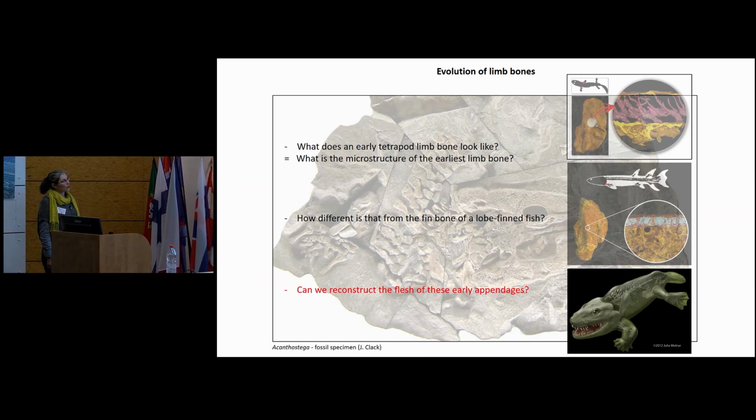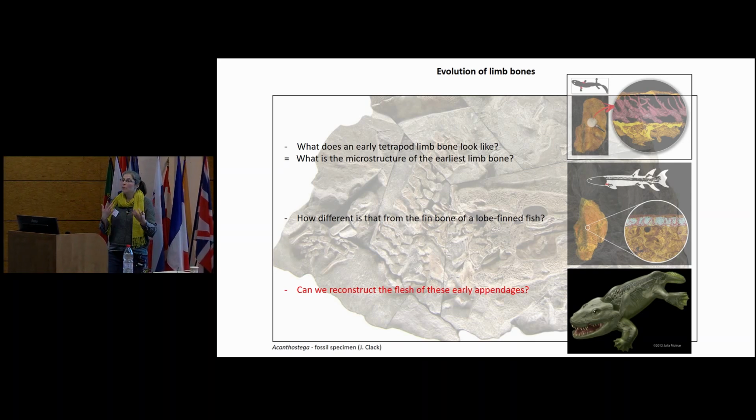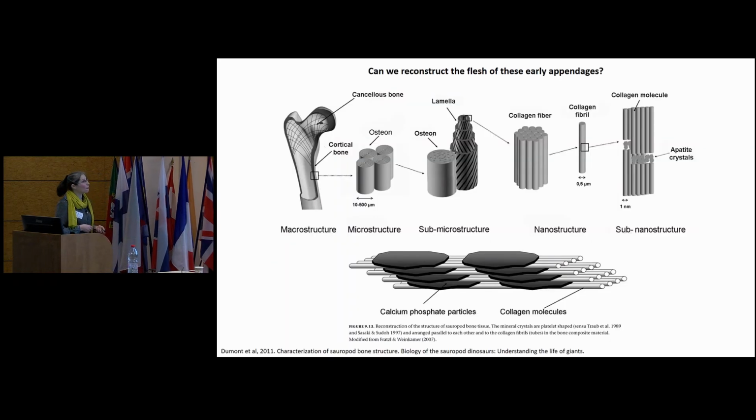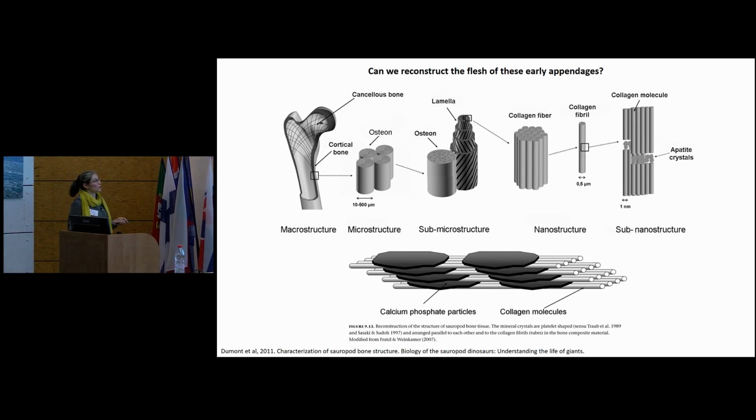So now let's investigate the reconstruction of the flesh. The flesh, they are the soft tissues on top of the skeleton. Because it's important when you investigate the fin to limb transition to understand the development of the bone, but as well of the soft tissue, the muscles, for example. So is it possible to reconstruct the flesh in these animals?